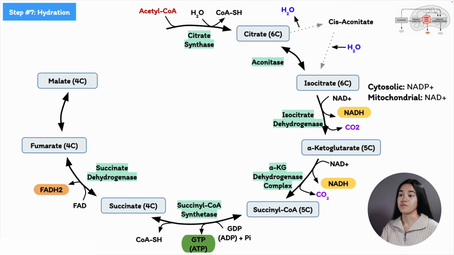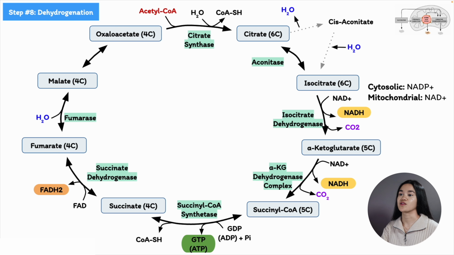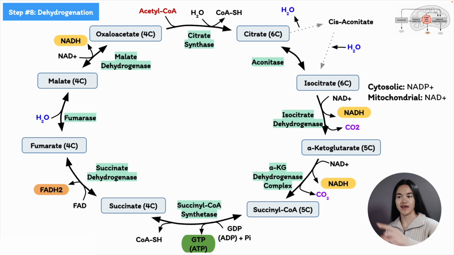Fumarate is then converted to malate, catalyzed by fumarase. This is a hydration reaction right here. And then malate is oxidized to oxaloacetate by malate dehydrogenase, and NAD+ is reduced to NADH. Okay, then from here, oxaloacetate can condense with acetyl-CoA to form citrate. And we have just completed one turn of the citric acid cycle. But remember, we produce 2 pyruvate molecules in glycolysis, which means we would have 2 acetyl-CoA entering the citric acid cycle, so it'll turn twice.